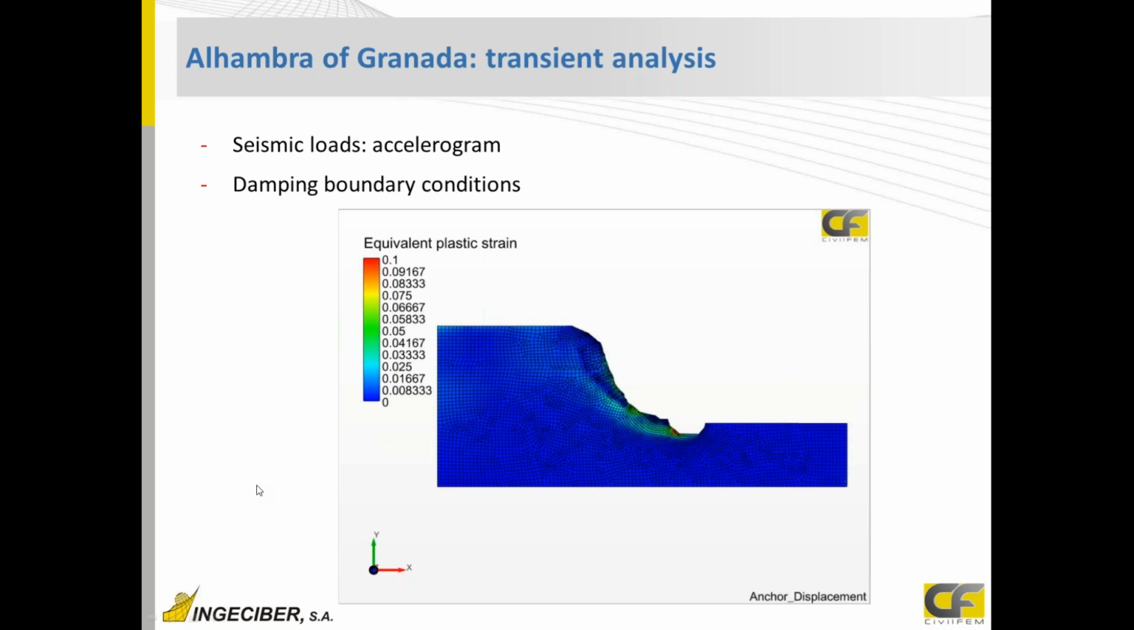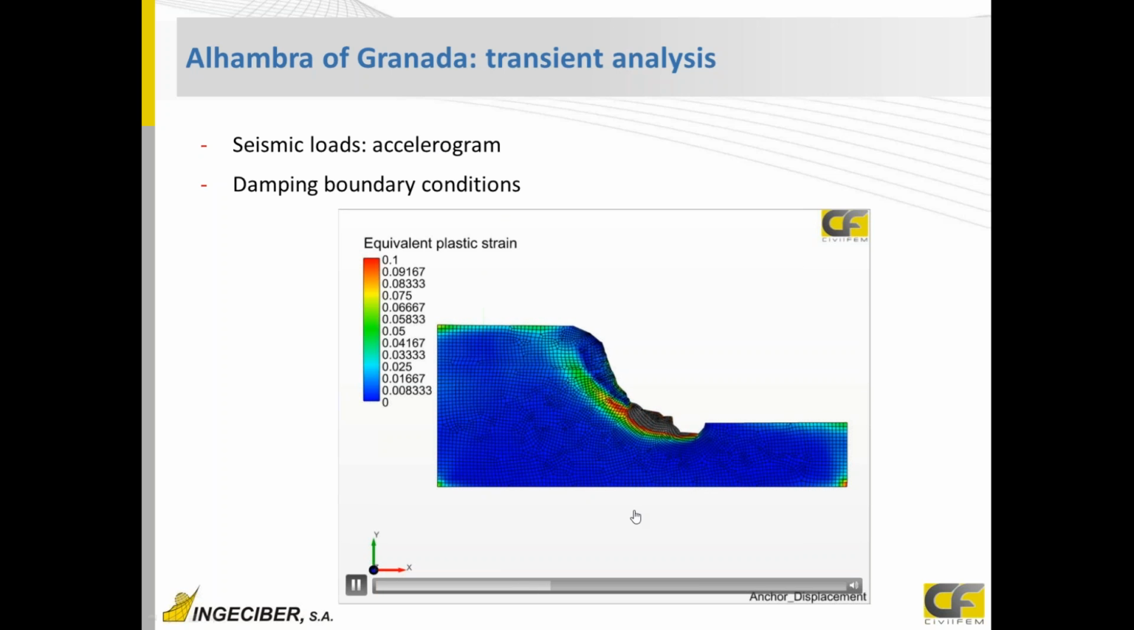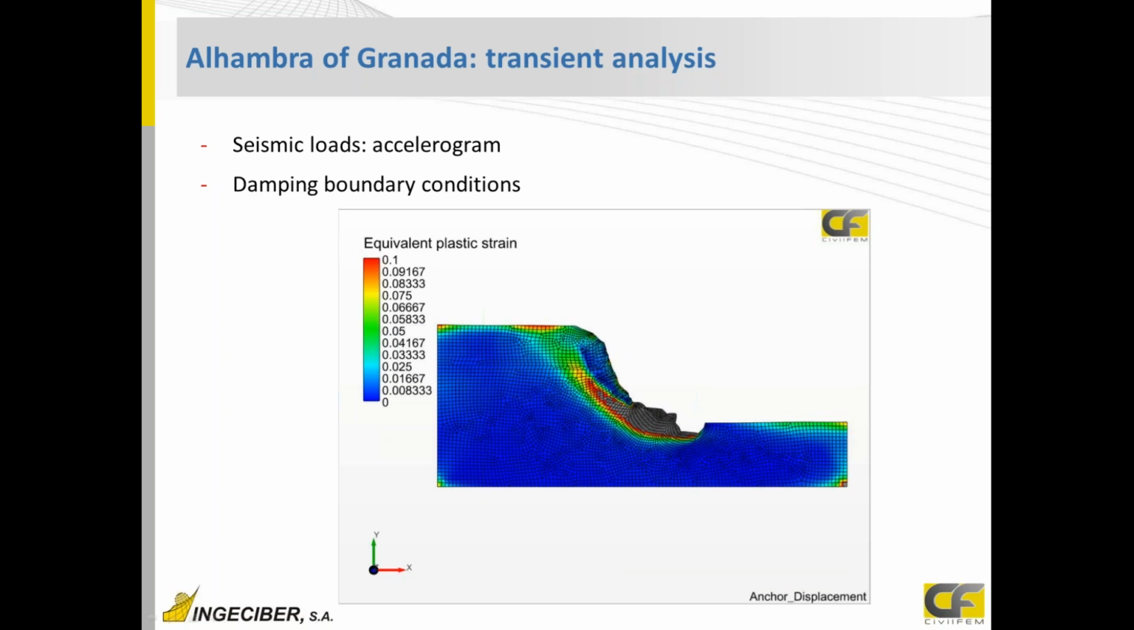In these situations, we can apply accelerograms or also displacements on the base with tables. For these models, we need to apply damping boundary conditions to avoid the waves rebounding on the boundaries. So we need to define the boundary conditions here. In CivilFEM, we have damping elements that can be applied to the boundaries, and with those we avoid the rebound of the wave.